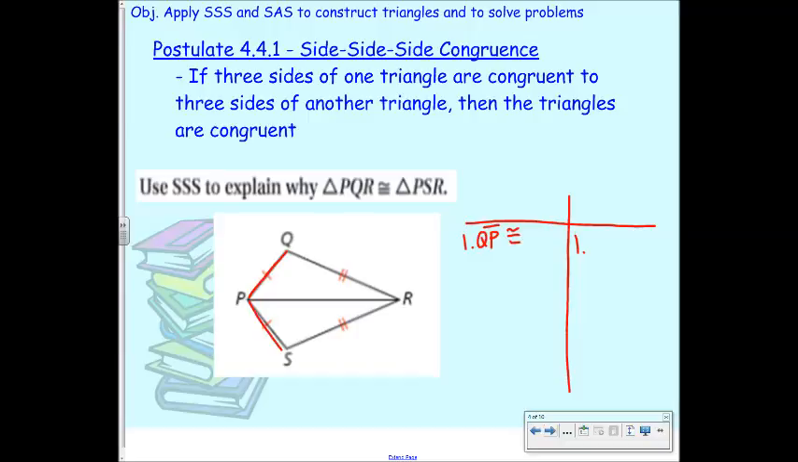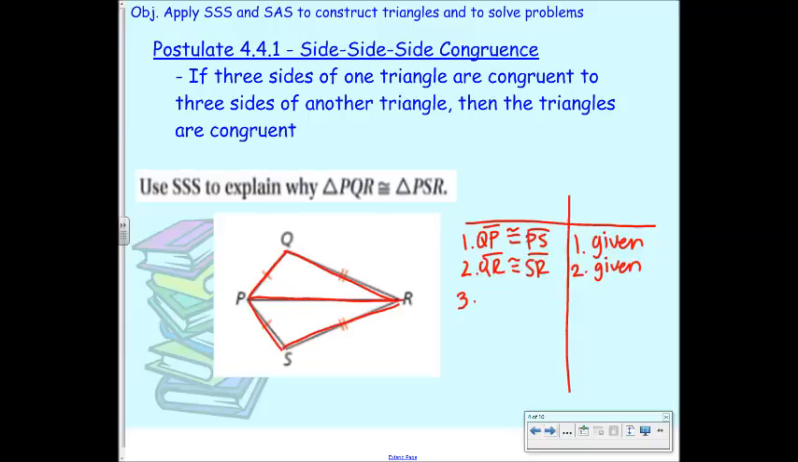QP must be congruent to PS. That's a given because they drew that in there with those dashes. Same thing with QR and SR. So QR must be congruent to SR. The last thing we need is this other side. What's the other side of this triangle? Take a look at this top triangle, PQR. The other side that we're missing is PR.